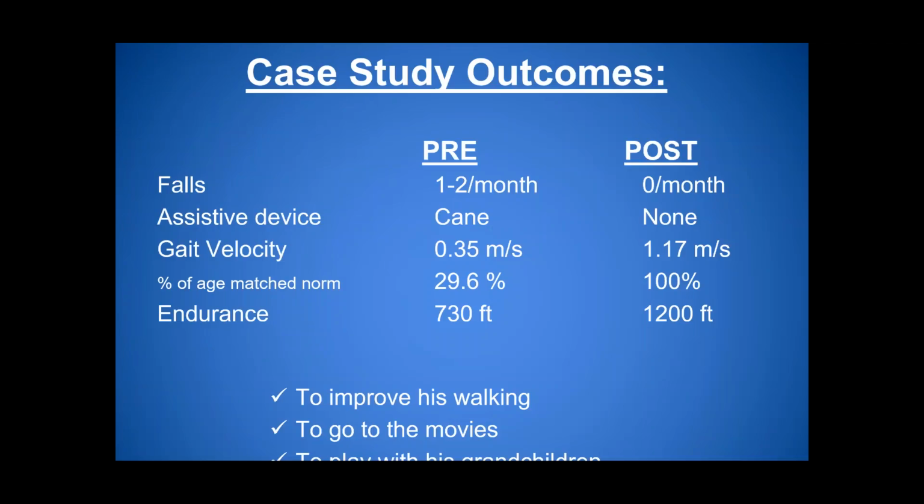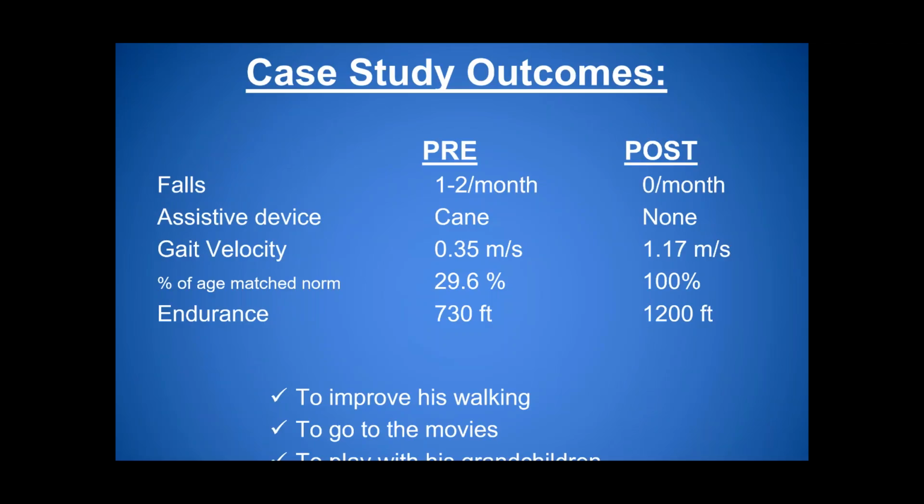Okay, so here are Bernie's case study outcomes. He went from falling to not falling. You saw that he did not need to use his cane post LSVT Big. And you can see that his gait velocity went from about 30% of what was normal for his age to about 100% of what was normal for his age. So this is really fantastic to be able to keep up with your peers, because now you're walking the same speed as your friends that are the same age that don't have Parkinson's disease.